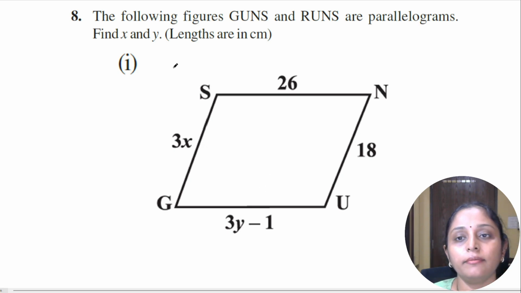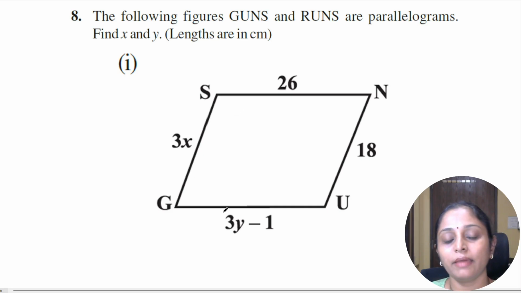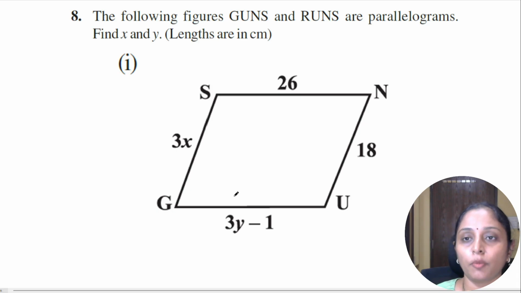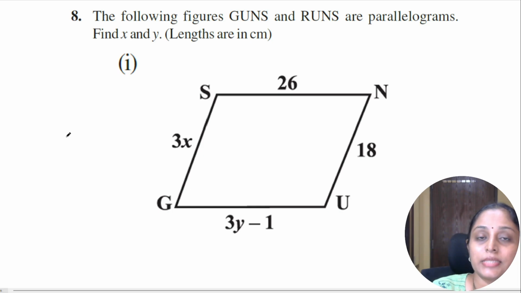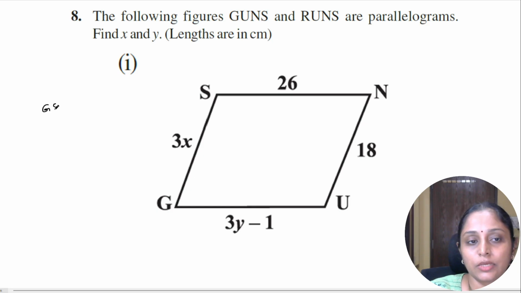So here I have GUNS is a parallelogram. I have to find X and Y. Now here they have given side lengths. What is the property in a parallelogram regarding the side lengths? Opposite sides are of equal length, right? So GS is equal to UN. That means 3x is equal to 18. That means x is equal to 18 by 3, which is 6.